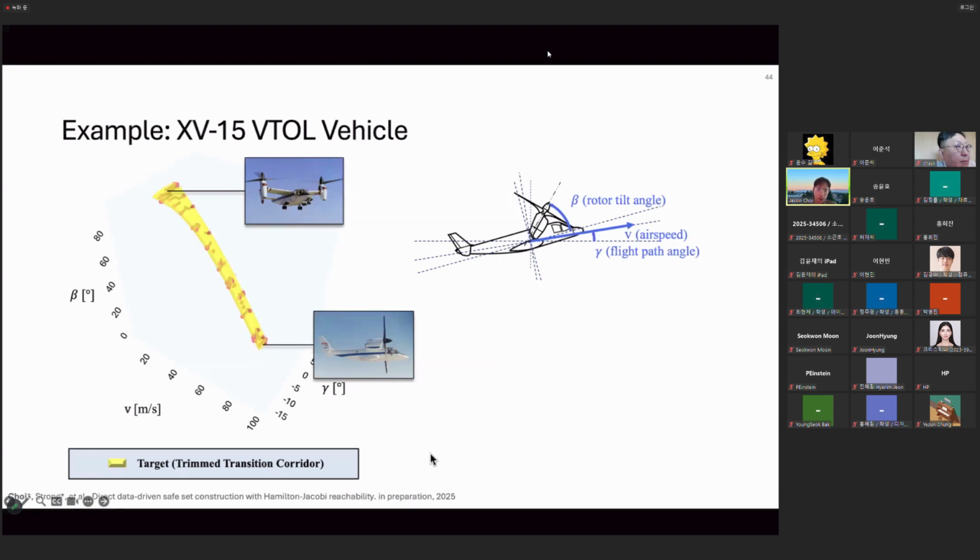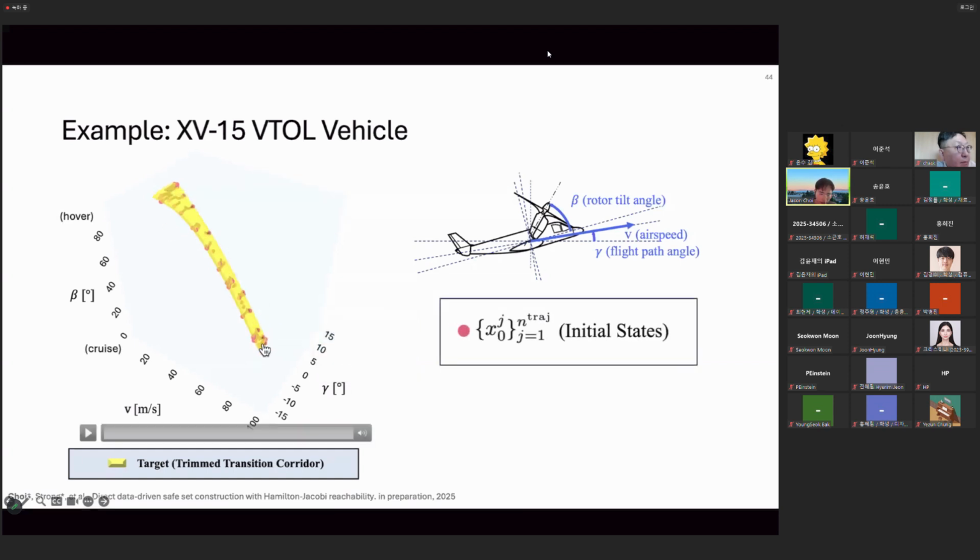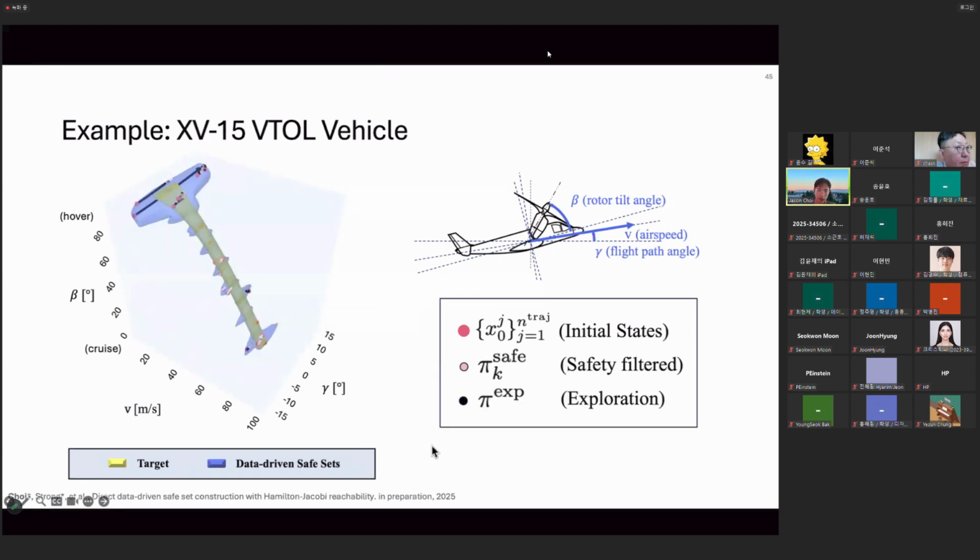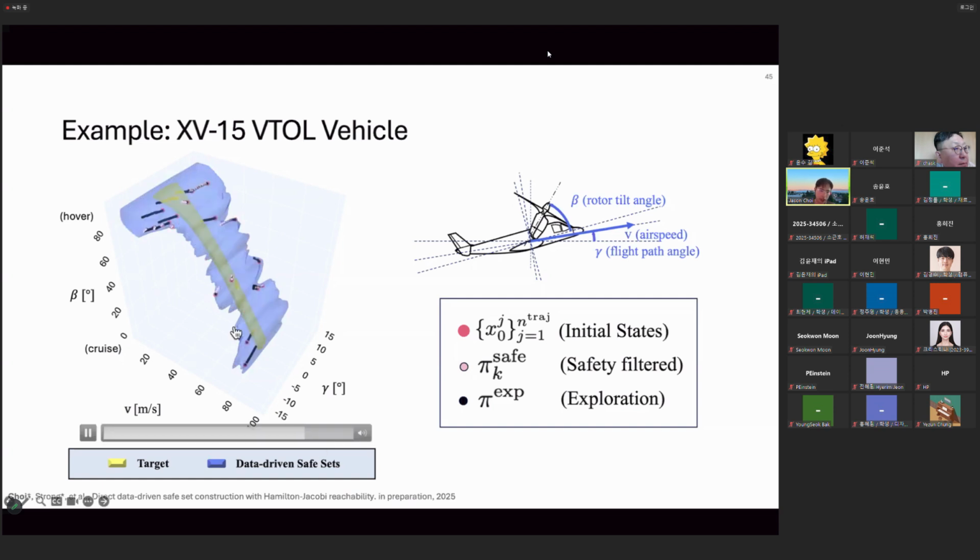In each iteration, we'll collect 20 trajectories whose initial states are indicated by these red dots. Then I'll show you how this expansion goes. In each iteration, we run these experiments and update our safe set. Our safe set becomes bigger, so then we can run new experiments, and we can keep doing this over and over again. After 20 iterations, we'll see this result here.